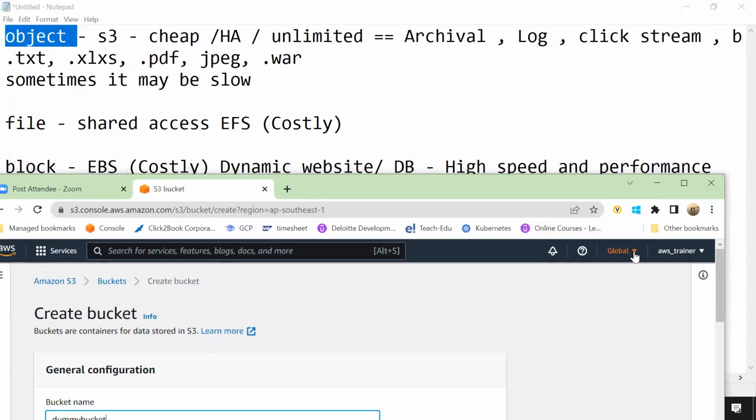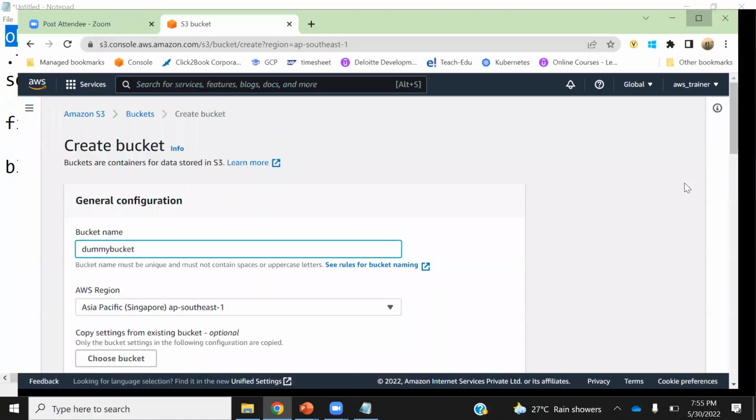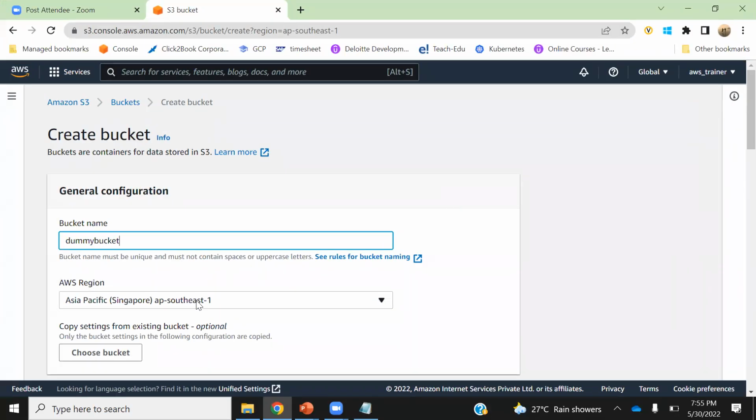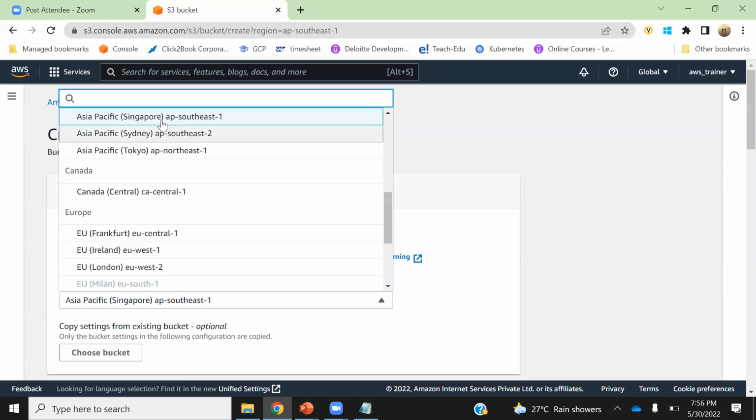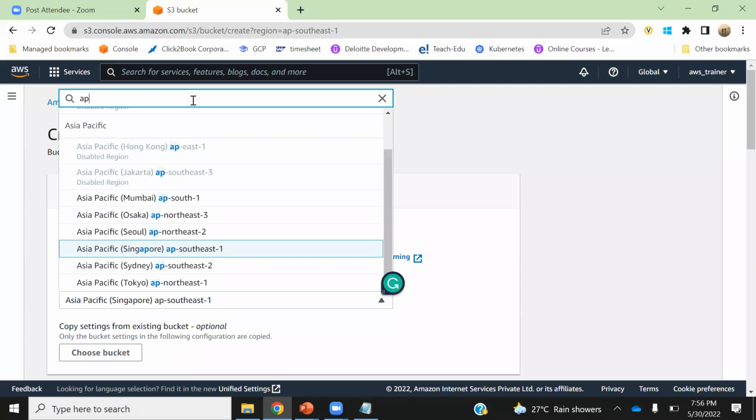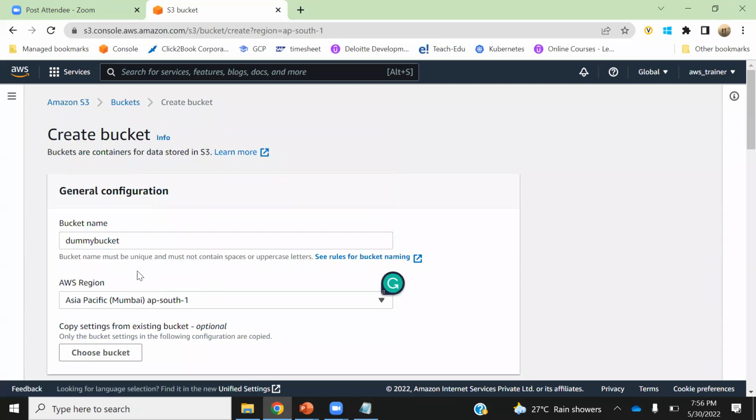You can see it is global in nature. Now, if you want it kept at a precise location, you can also choose a region. Let me say I want to put it in AP South 1. I want to keep it in Mumbai. So I can choose a region.